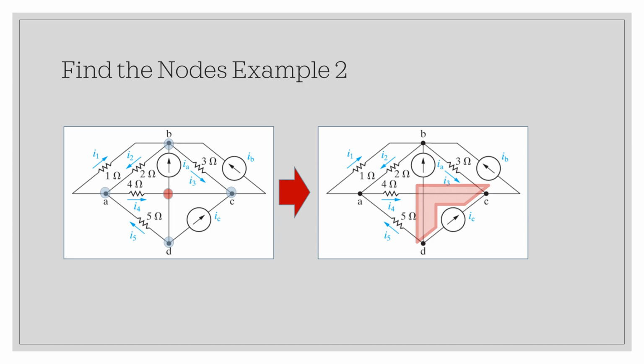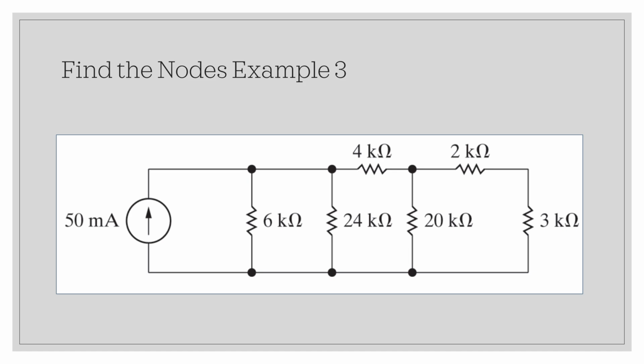Okay, let's move on to another example. In this example, we have a current source, a resistor, another resistor, and the 4K ohm resistor, and they all have terminals that meet here. And this 4K ohm resistor, 20K ohm resistor, and 2K ohm resistor all have terminals that intersect here.